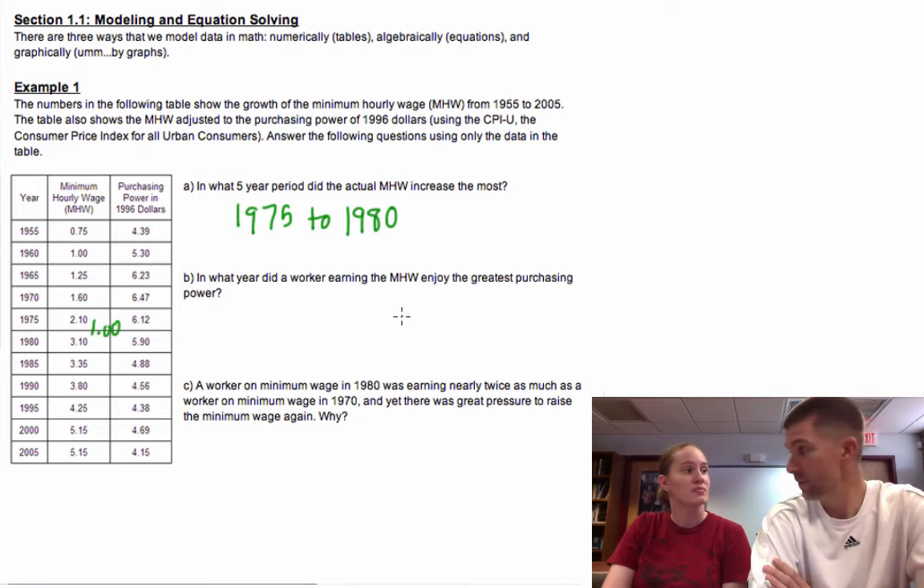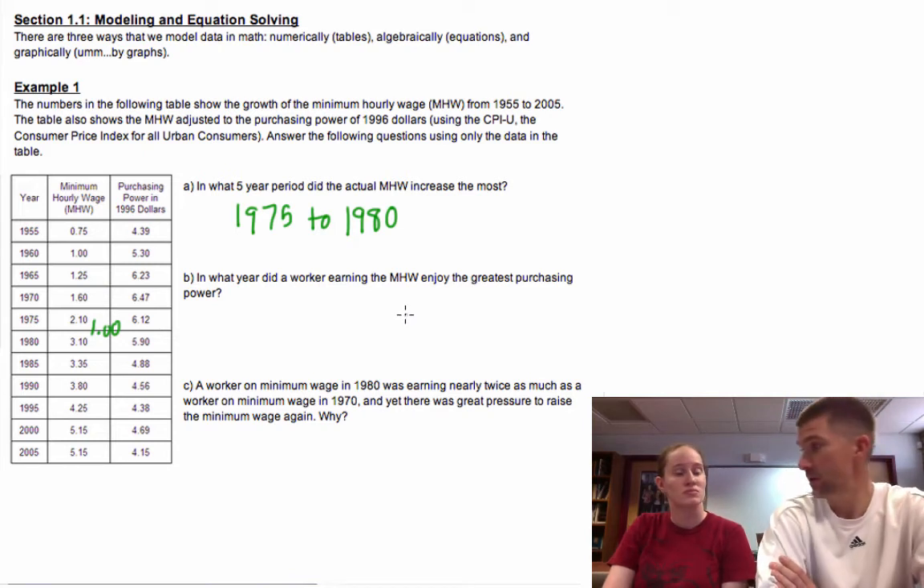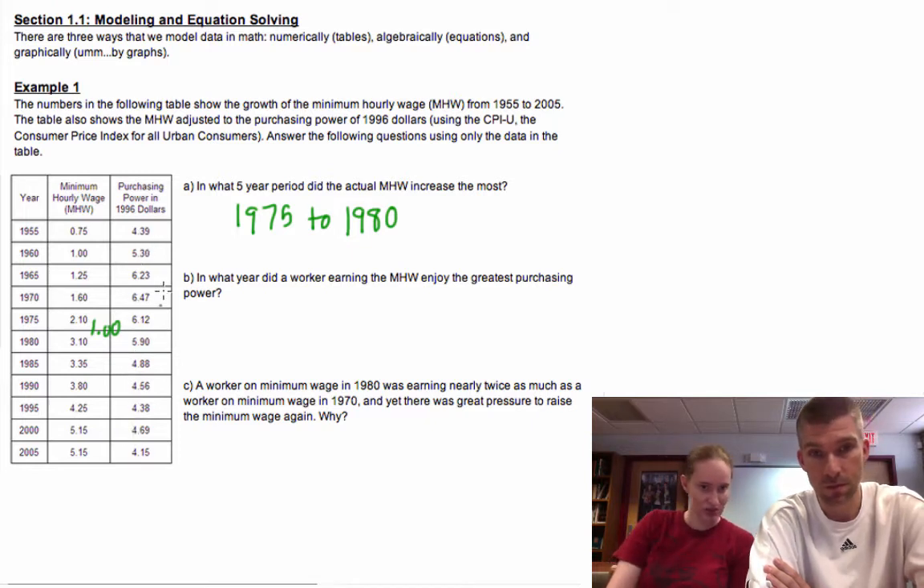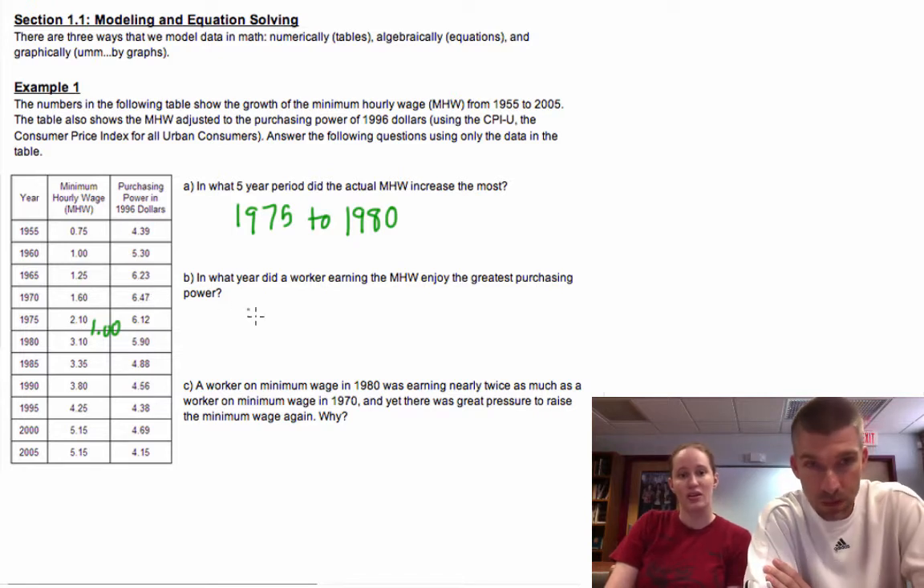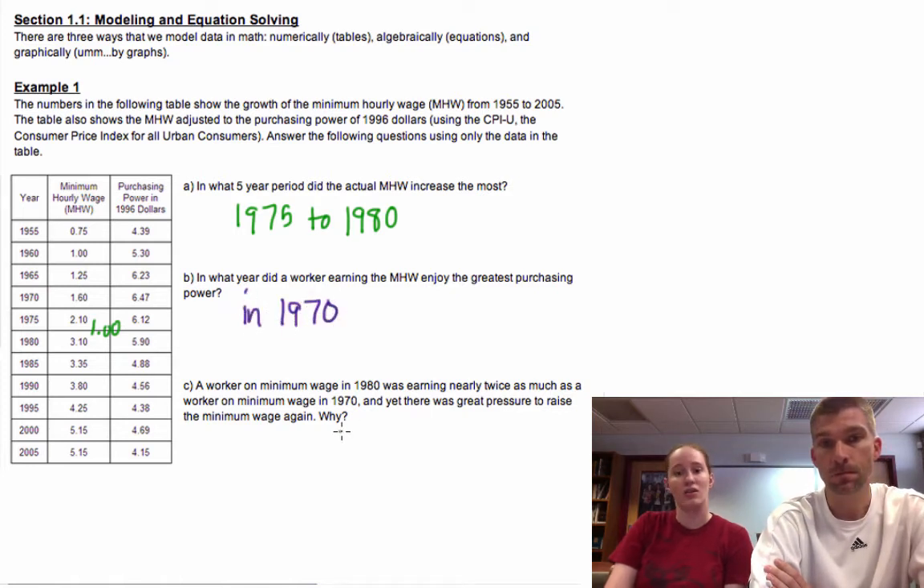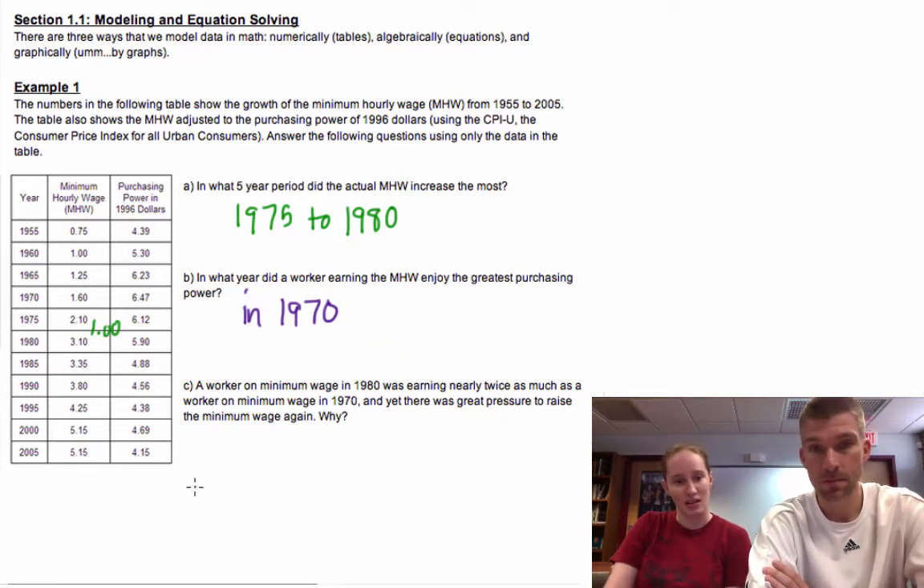Part B: in what year did a worker earning the minimum hourly wage enjoy the greatest purchasing power? In other words, looking at the 1996 dollars, I want the most bang for my buck. Even though this column continues to go up and up, this one goes up and then comes back down. It fluctuates. 647 is the biggest number in this column, so 1970 is the biggest one that I see. That's when you had the most purchasing power. So, back in the day.